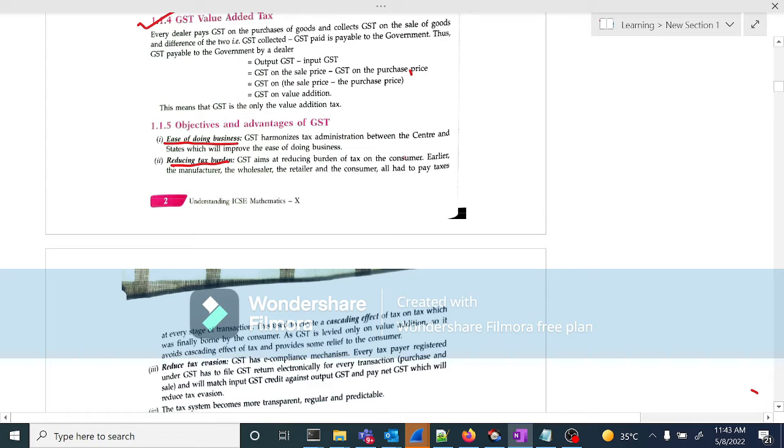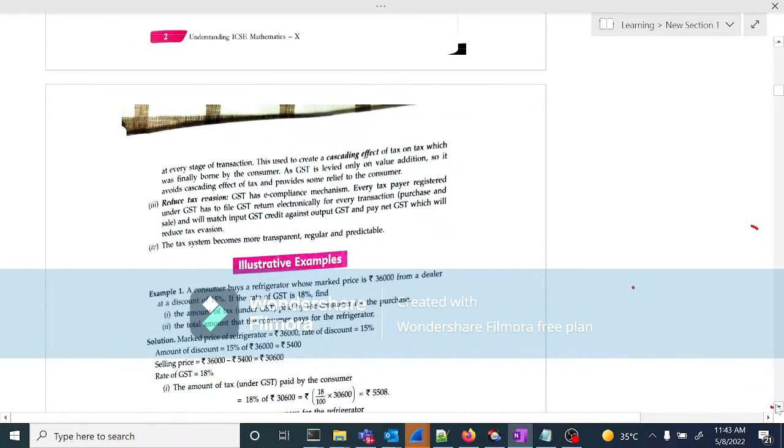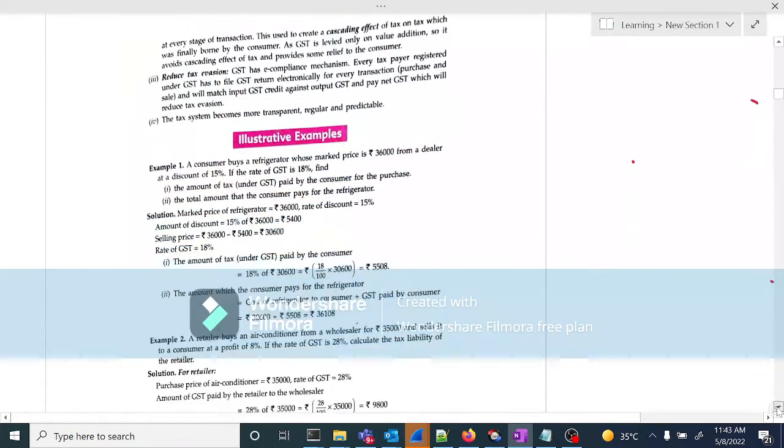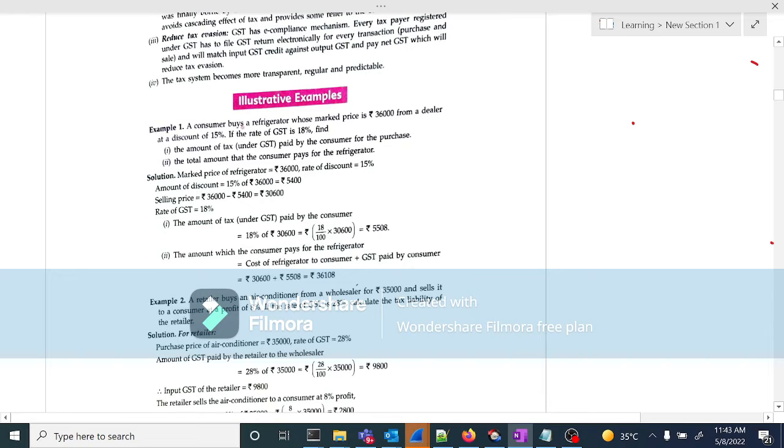Reducing tax burden, because when GST came into picture, taxes on a lot of goods got decreased also. With GST, tax evasion got decreased, right? So now we'll go through each example, and with these examples we'll revisit all those concepts to make you better understand all of them, right? So we'll start solving one by one example.